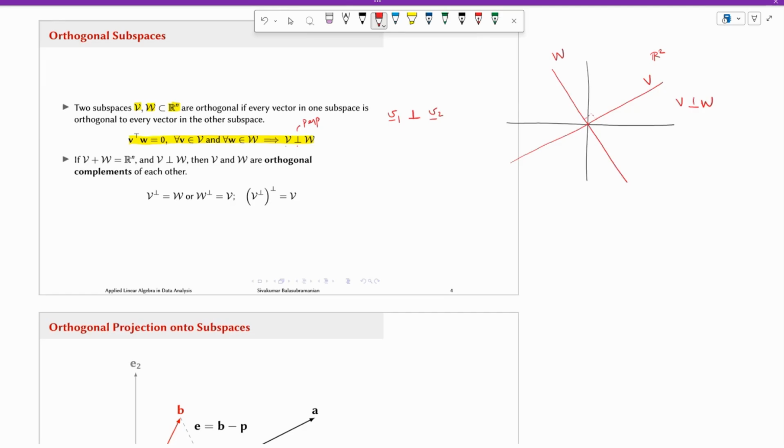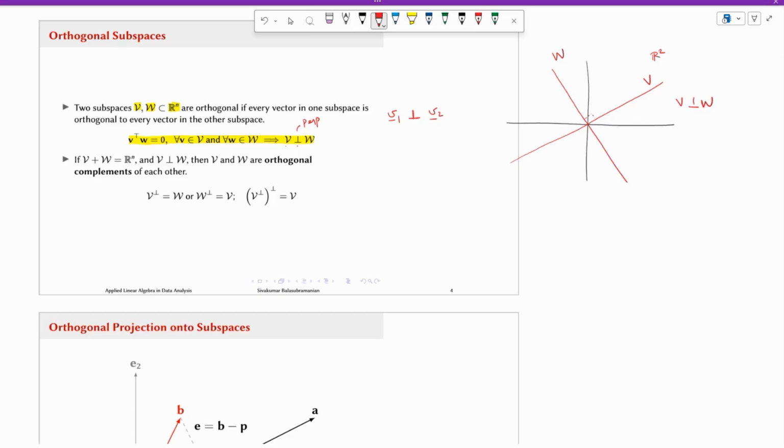Okay, all right. Now let's consider another example. What about the X line? That's a one-dimensional subspace of R3. And the Y line, that's a one-dimensional subspace of R3. Are these two orthogonal to each other? You have to check if you choose any pair of vectors, one from the X line, one from the Y line, will they be perpendicular to each other? It will be. Okay. You can verify that later.